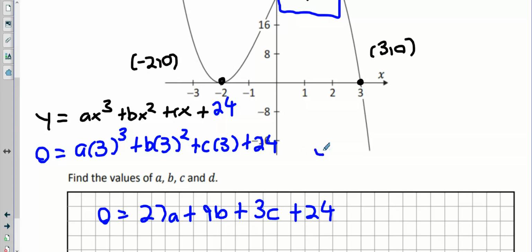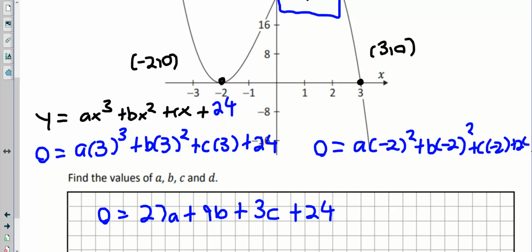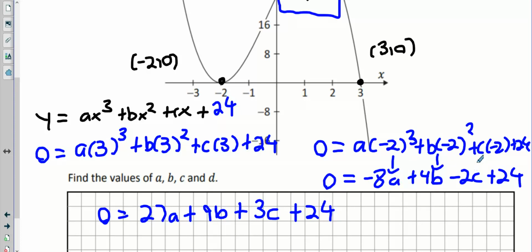So replace y with 0, and what do we put this time? A times -2 squared, yeah. B times -2. C times -2 plus 24. What do we get here? Minus 8a plus 4b minus 2c plus 24, right? Now, unfortunately, I'm one equation short, haven't I? How many letters do I not know? 1, 2, 3. How many equations do I have? 2. This was not a good choice.